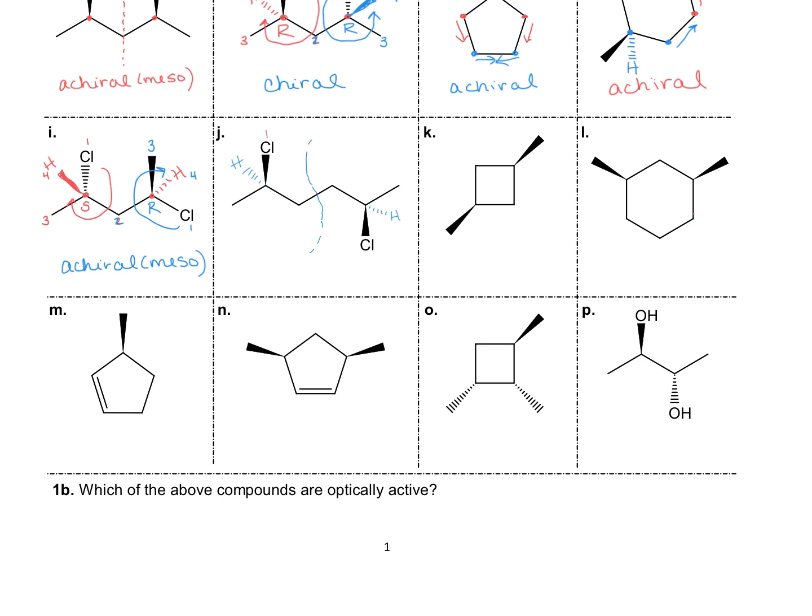On the left side, chlorine is 1, this group is 2, this is 3, hydrogen's in the back, it's 4. So this is going clockwise. It's going to be R. And then on the other side, chlorine is 1, this group is 2, this group is 3, and hydrogen is in the back, it's 4. So this one is also going to be R. So since it's RR, this is going to be a chiral molecule.